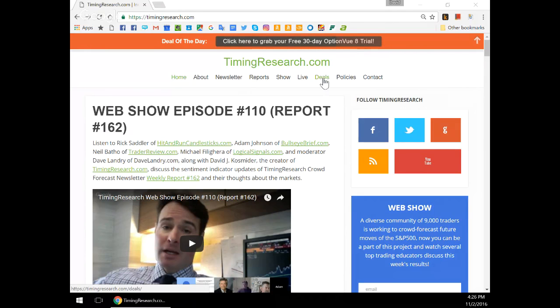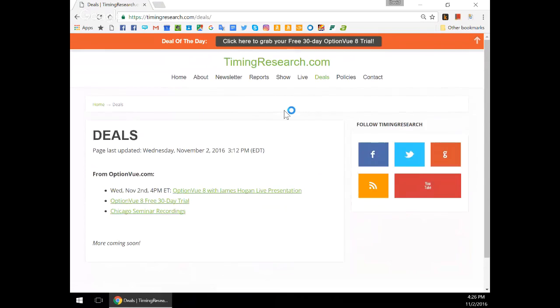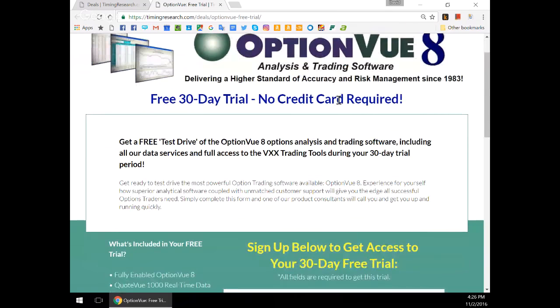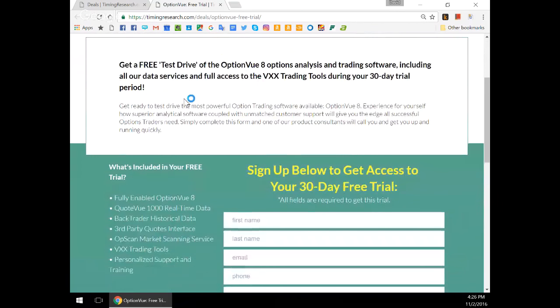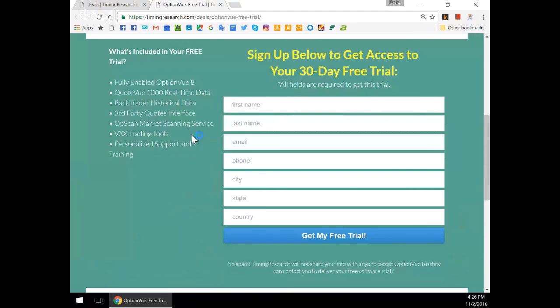If not, you can just click on the deals button in the navigation bar at the top, and then click on the OptionVue free 30-day trial. Once you get to this page, just scroll down, and you can see a little more information about what exactly you're going to receive, and then you just fill out this information. Make sure to fill it all out correctly, because someone from OptionVue will be getting in touch with you shortly to help you start your free trial.